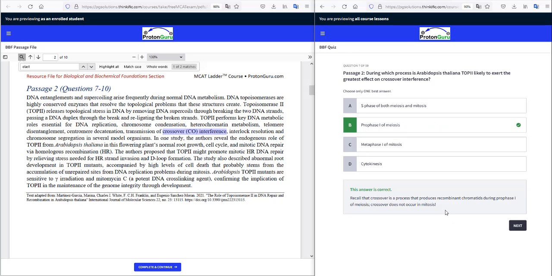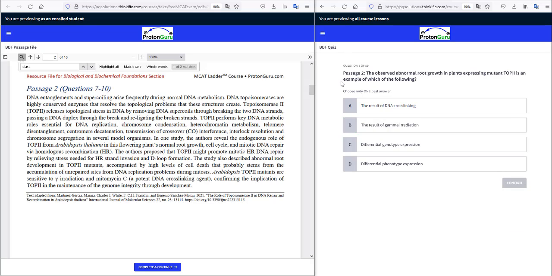One of the really high yield things for the MCAT is knowing differences between meiosis and mitosis, so definitely worth putting a little bit of time to study in. Question 8. The observed abnormal root growth in plants expressing mutant top2 is an example of which of the following?